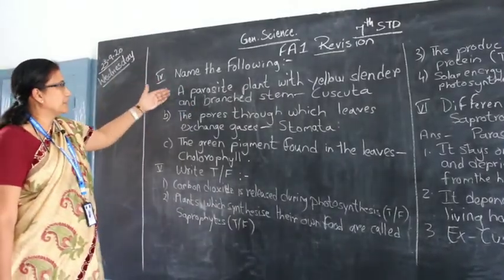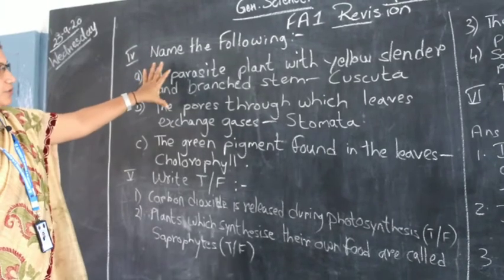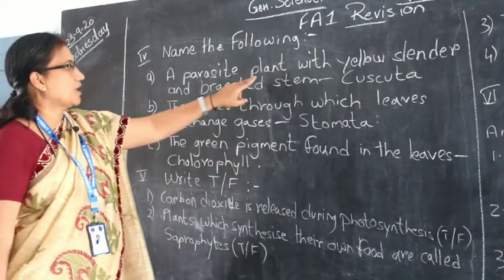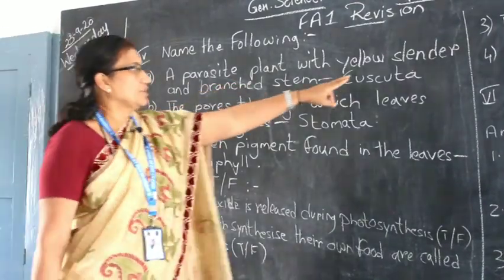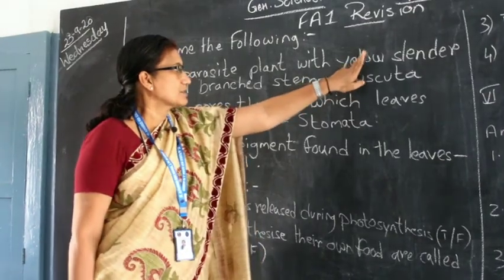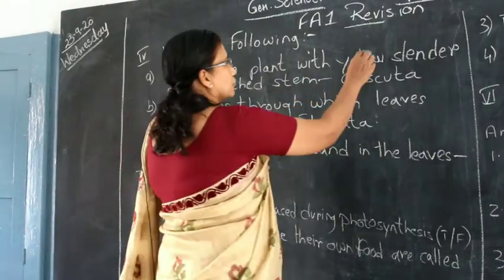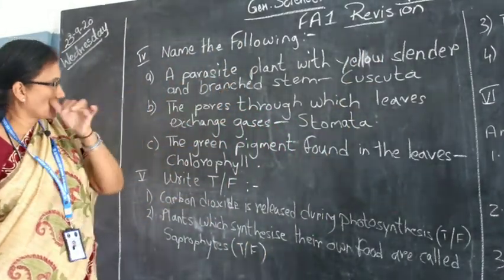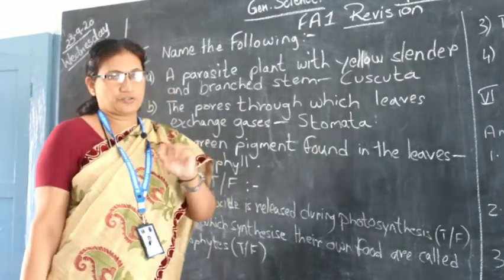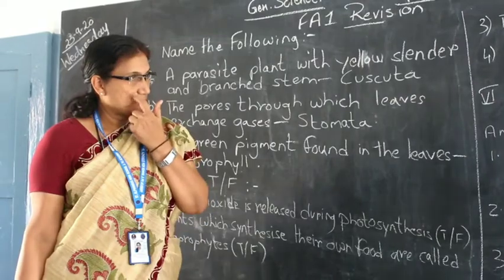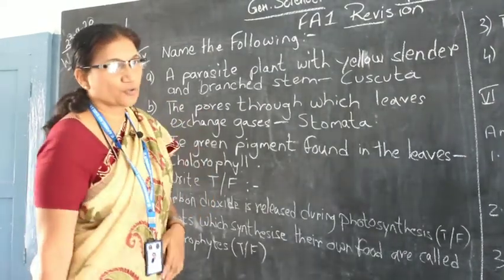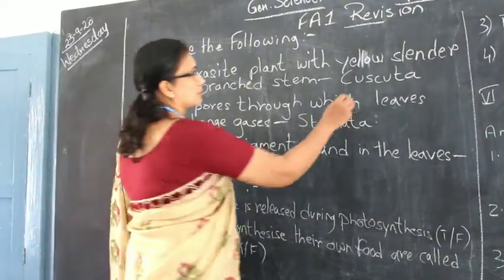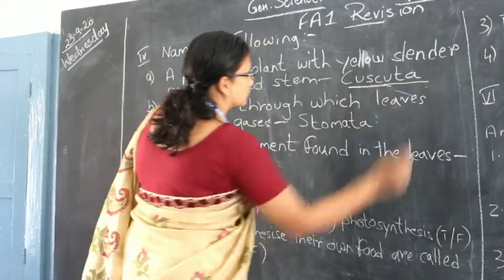Under the 4th main, I have given name the following. You just have to give one word. A parasite plant with yellow, slender, and branched stem, that is Cuscuta, which I showed you in the picture in the book. It's a yellow colored, branched, stemmy parasite which grows on trees. You just write the word Cuscuta. Okay children, this is Cuscuta.